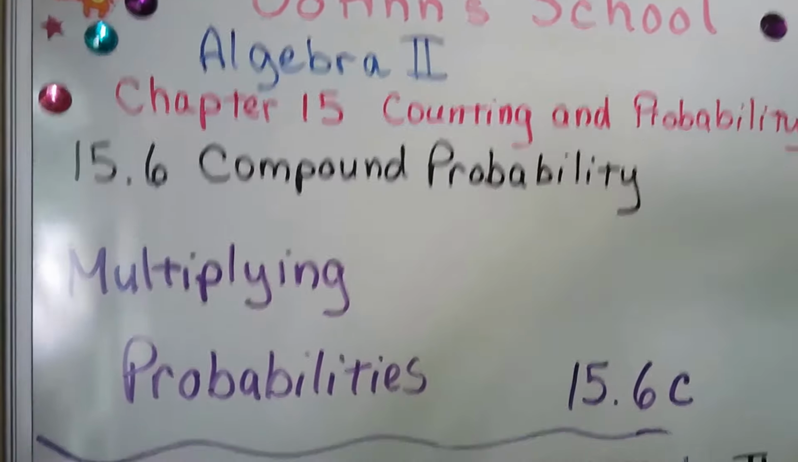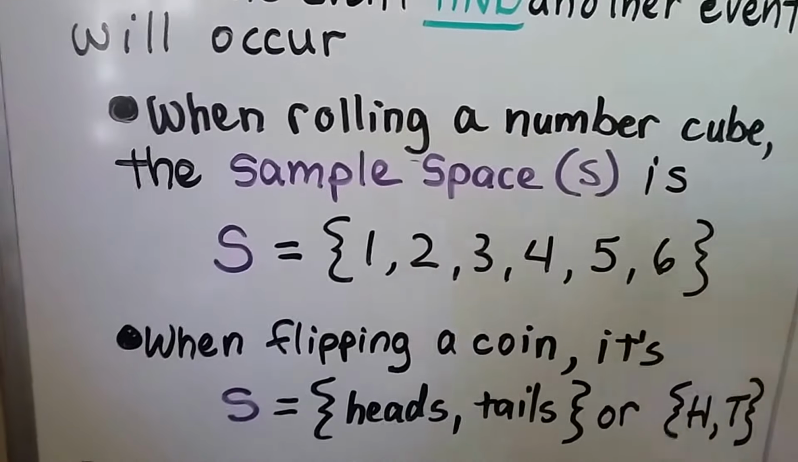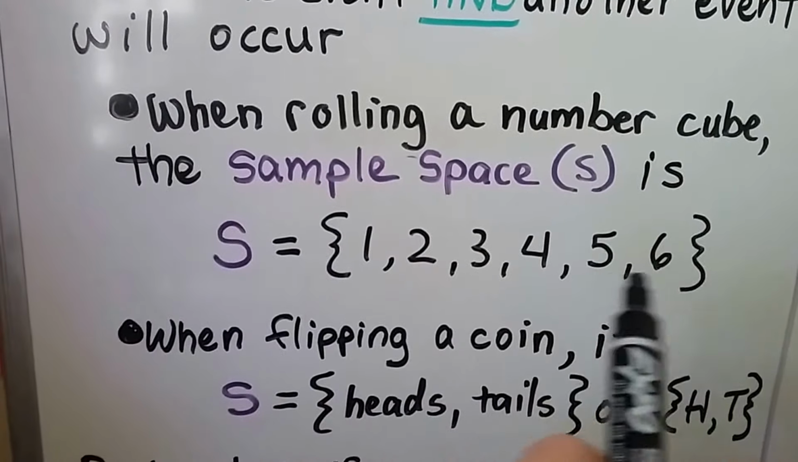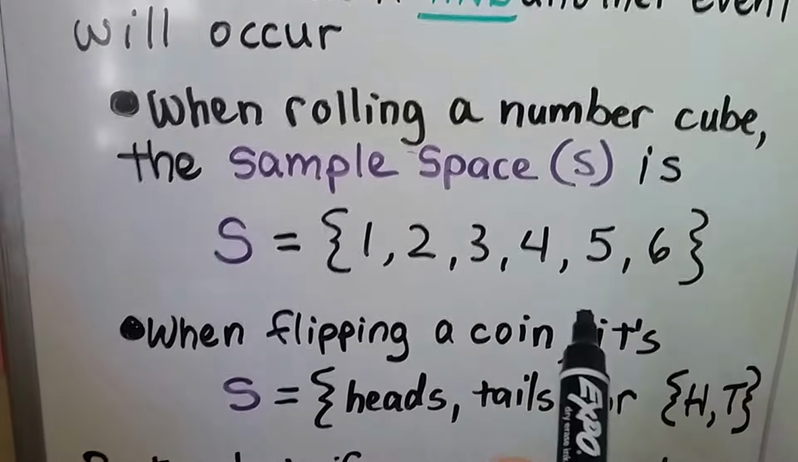When rolling a number cube, a die, the sample space S is 1, 2, 3, 4, 5, 6. There's 6 sides to the cube, so there's going to be 6 numbers. When flipping a coin, our sample space is just heads or tails. We can say H and T for heads and tails. But what if our experiment involved rolling a die and flipping a coin? Well, this would be a compound probability.